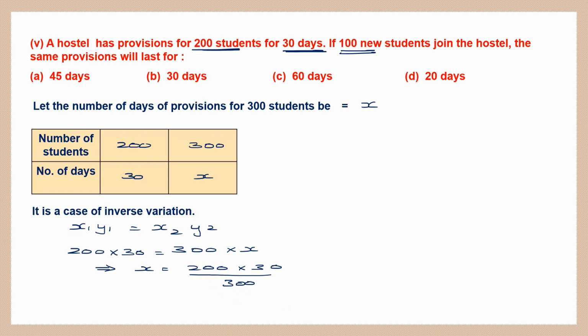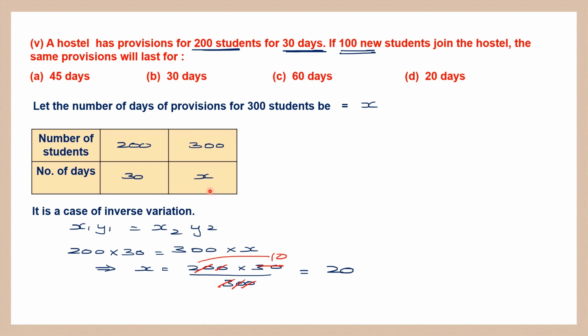Now let's cancel. I can cancel these two zeros. Now I can cancel 3 and 30. 3 tens are 30. Now multiply 2 into 10. That is 20. 2 tens are 20. So here x is equal to 20.